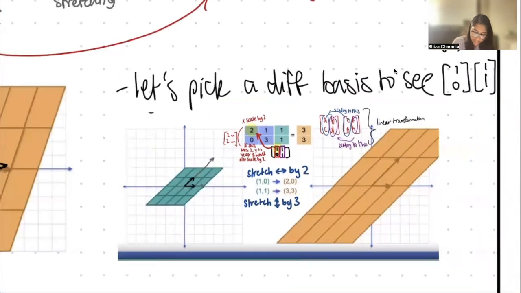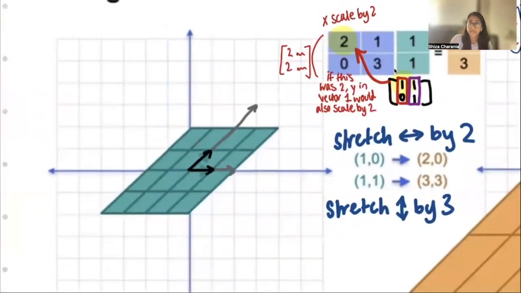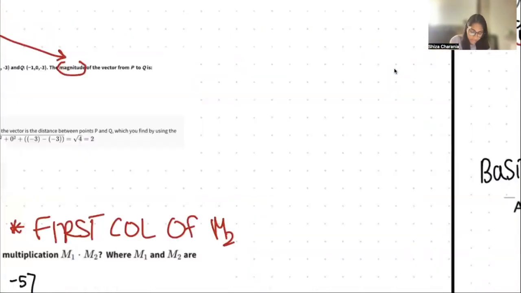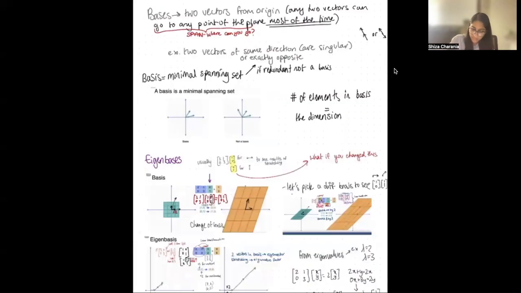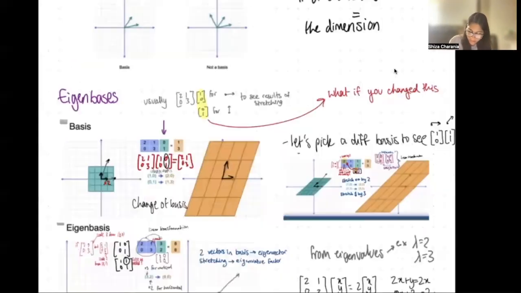So what you can say here is when you go through a linear transformation, the eigenvectors are the vectors that are being scaled, and the eigenvalues are the values that they're being scaled by. There's a better definition over here, and I can read it out. Eigenvalues provide the scaling factor by which a vector is transformed when a linear transformation is applied. Eigenvectors represent the directions in which the transformations occur. That's the explanation I just gave, except that's the formal definition that I saw.